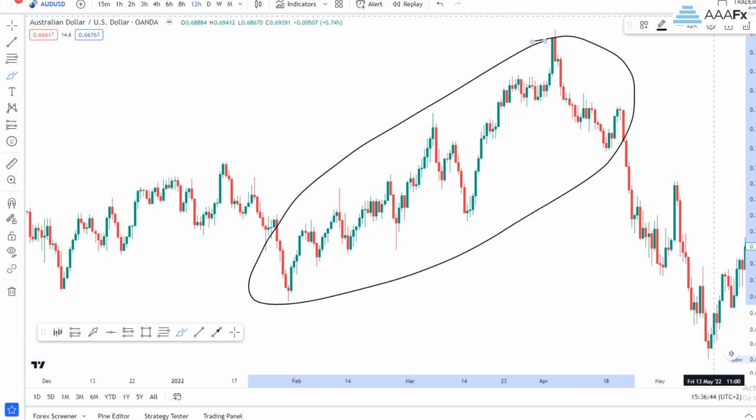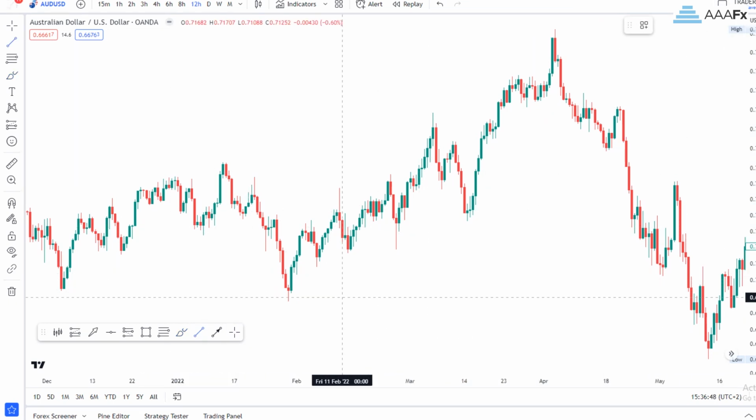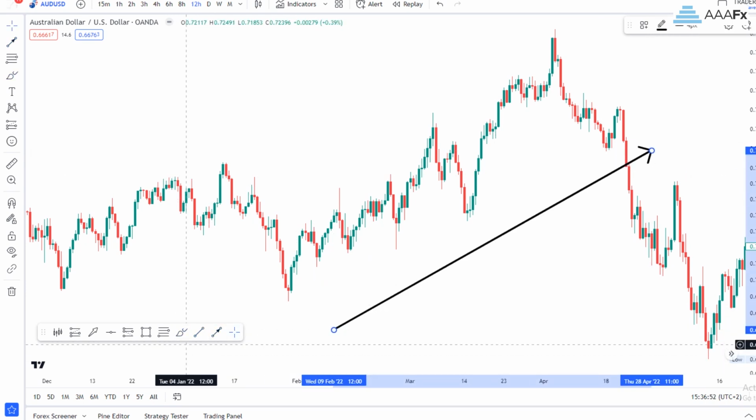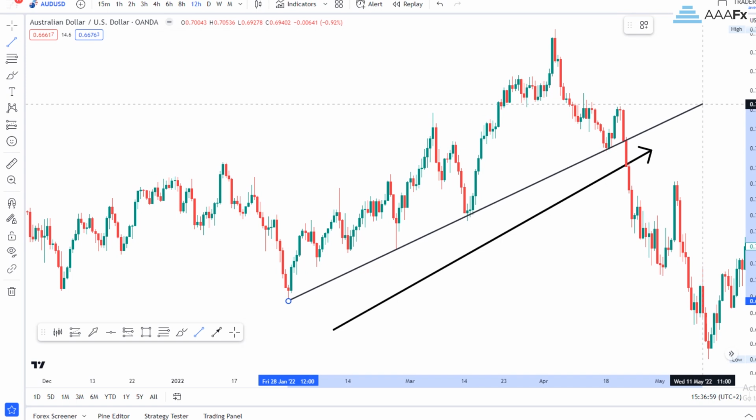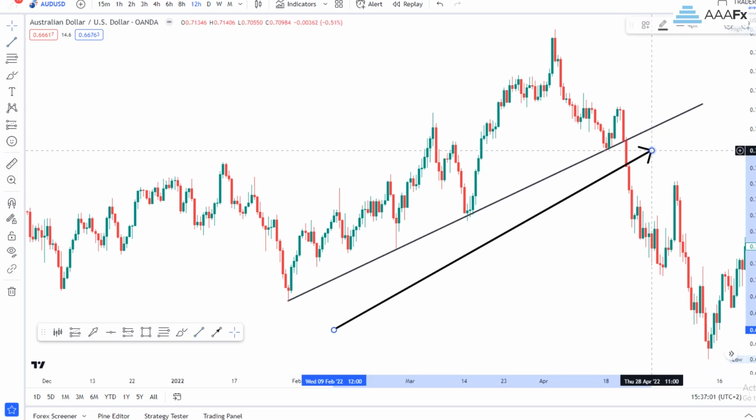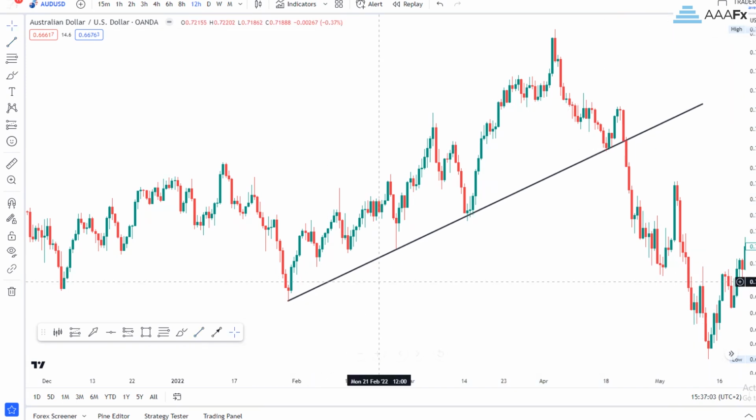So for any typical price action trader, I'm sure that they would have drawn their trend line on this short-term bullish structure, preferably something like this.